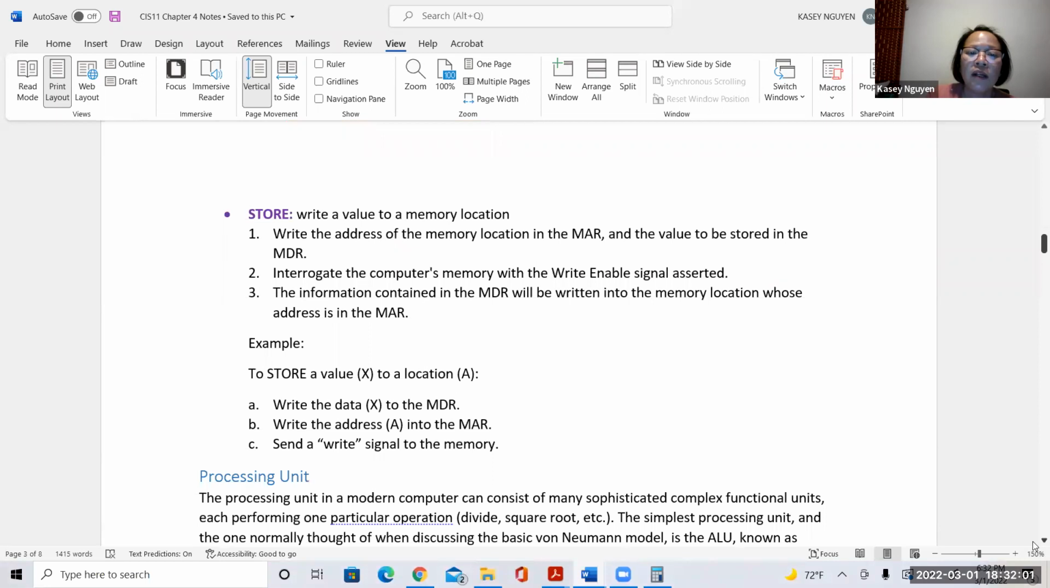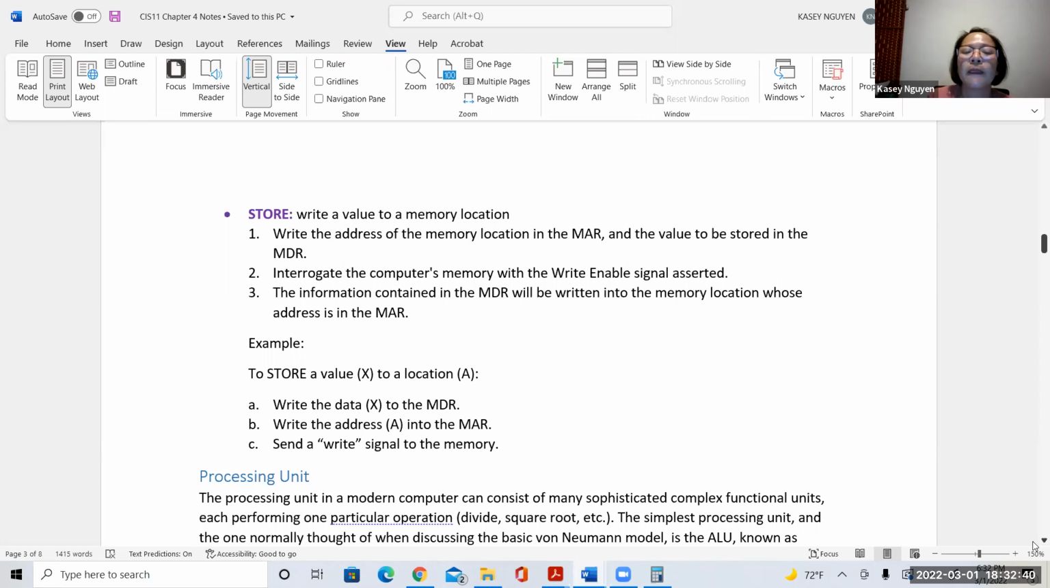So we talked about what load is. Now, next we're going to talk about what store is. Store is when you write a value to a location. Okay. So when you store, it's going to write the address of the memory location in the MAR, the memory address register, and the value to be stored in the MDR. Remember that MDR stands for memory data register. So the data is always going to go to the MDR. The address is always going to go to the MAR.